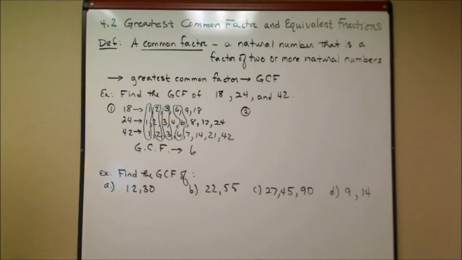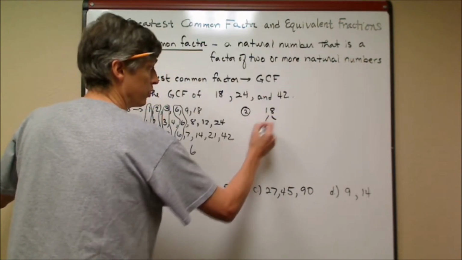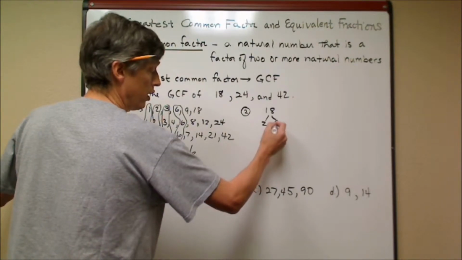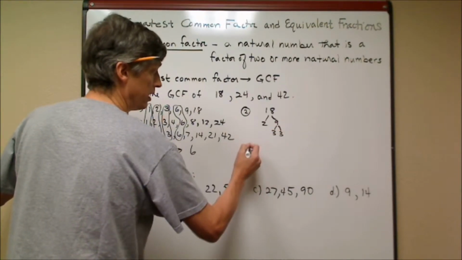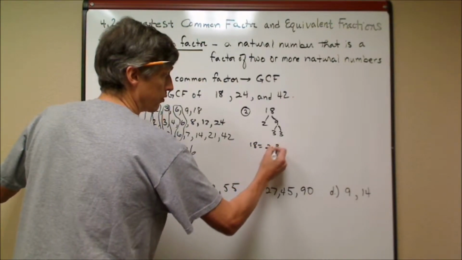Now, that's one way to do it. Another way is a little bit more complicated. If you haven't done a factor tree in a while anyway, 18 is 2 times 9. Of course, 9 is 3 times 3. So 18 can be thought of as 2 times 3 times 3, or 3 squared.